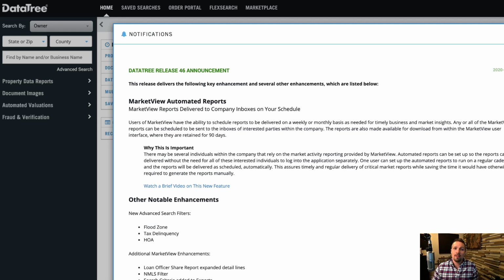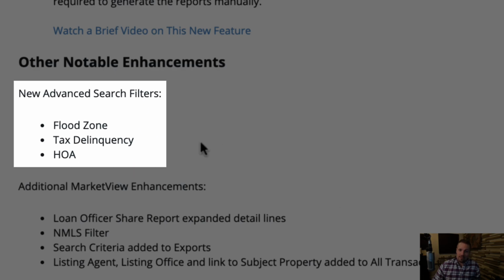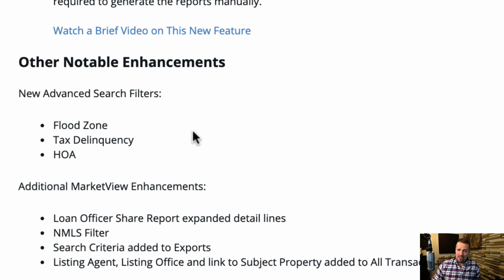Hope you're doing well. So earlier this week, I noticed this announcement in DataTree when I logged in, and I've heard a handful of other people talking about it in various online forums, is that DataTree has added a few new advanced search filters to their list filtering tool. One of them is flood zone, the other is tax delinquency, and I know that one is of particular interest to a lot of people, and also the other one is for HOAs, so you can filter whether or not you want your recipients to own properties that are in an HOA or not in an HOA.